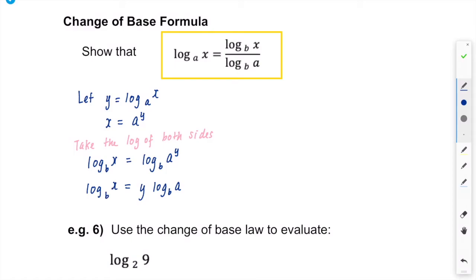And if I isolate y, because that's really the expression that we have in the formula on the left side, then we can say that y is equal to log of x base b over log of a base b. And therefore, this is true.